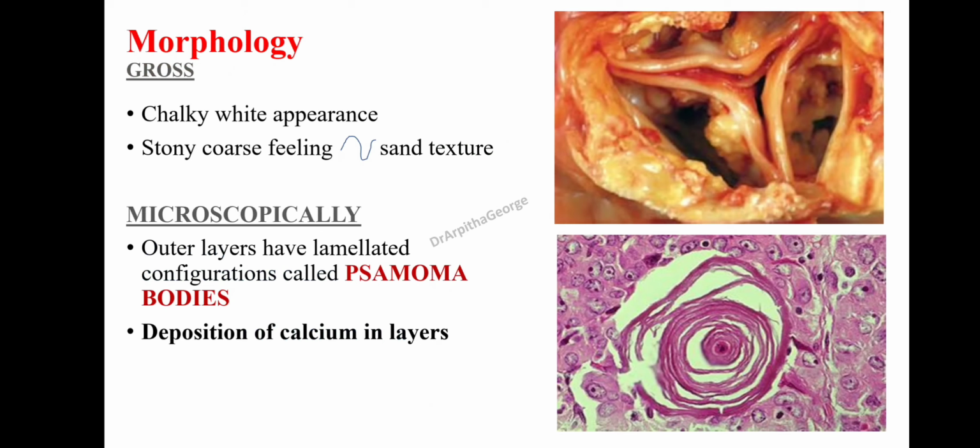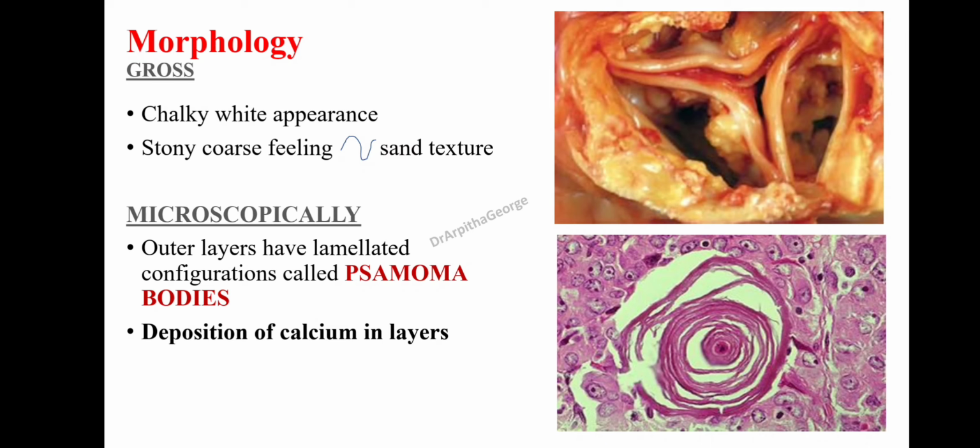I told you the pathogenesis of both dystrophic and metastatic calcification is different, but the morphology is almost the same. In the gross appearance, you can see a chalky white appearance. Why? Because of that calcium deposition. And the texture will be like sand, a stony, coarse feeling.